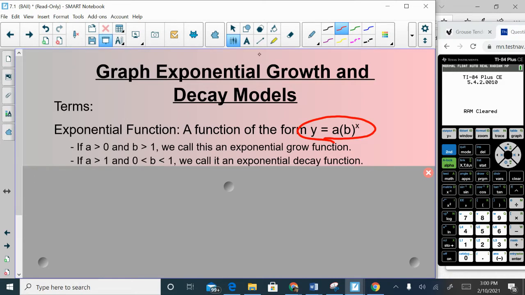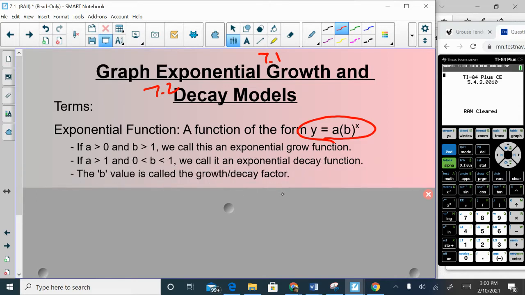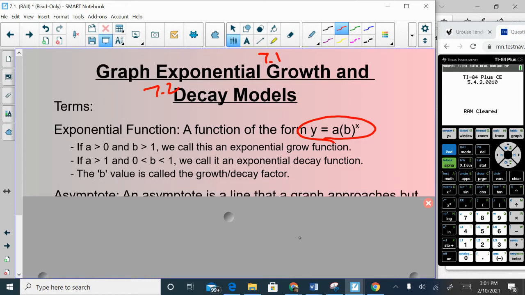Like I said, 7.1 was about growth and 7.2 is about decay, so I've combined these sections. In order to tell the difference between them, exponential growth is when the a value is greater than 0 and the b value is greater than 1. Really, if b is greater than 1, then it's going to be exponential growth, and if b is between 0 and 1, like a fraction, then we're going to call that exponential decay. And whatever the b value is going to be our growth or decay factor. Not a huge deal, but sometimes that term might be used.